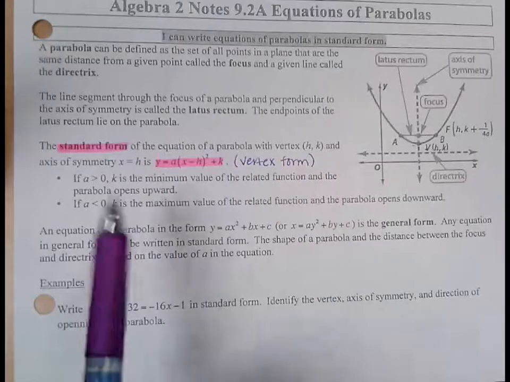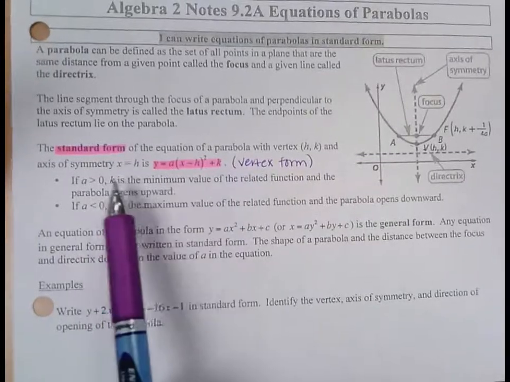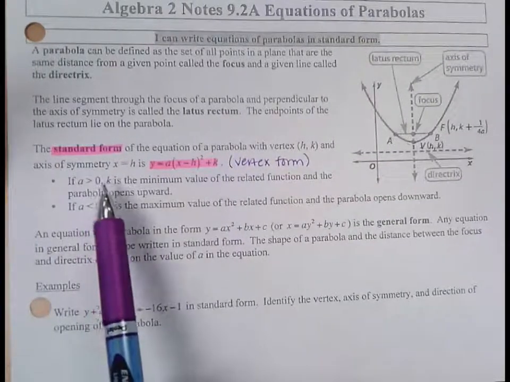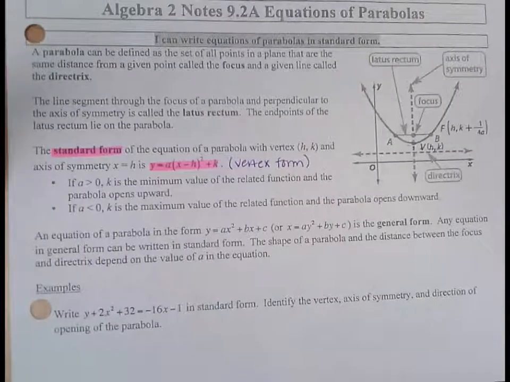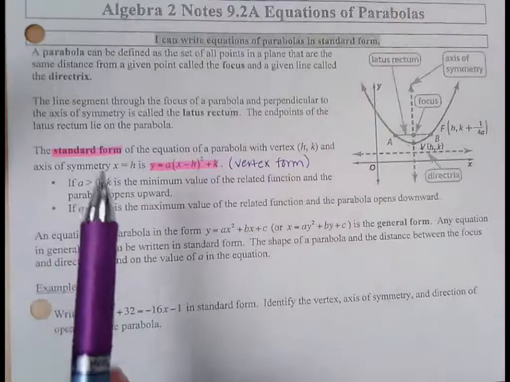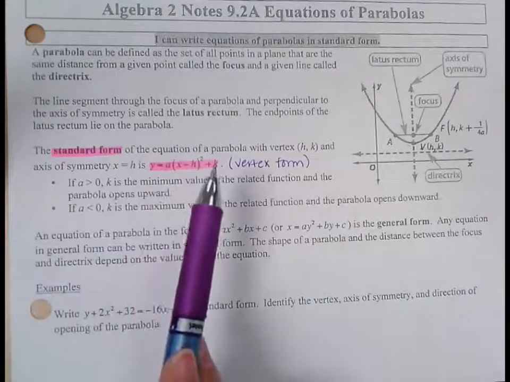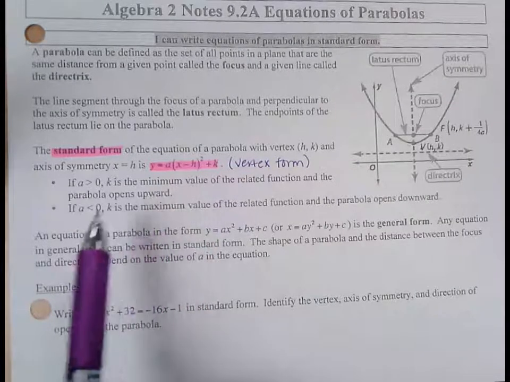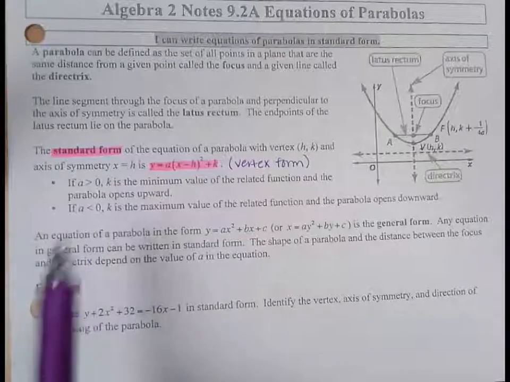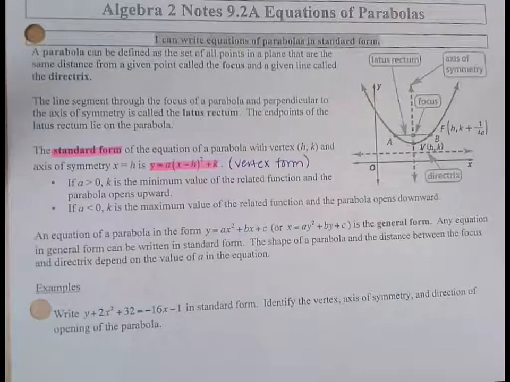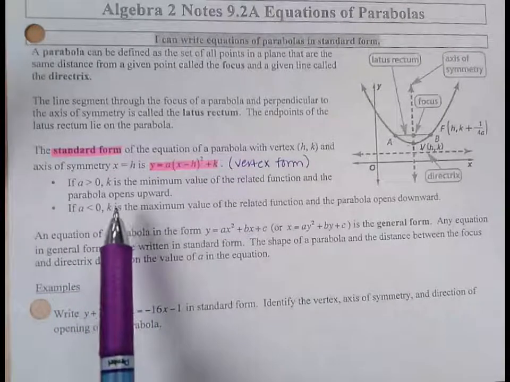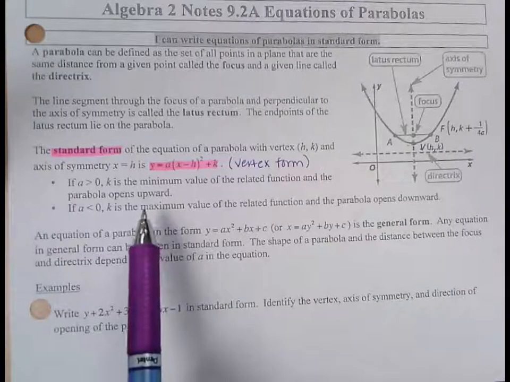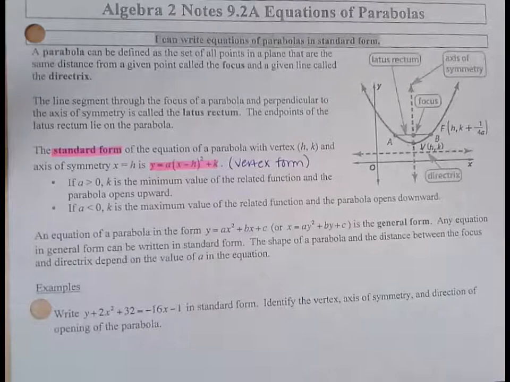And then it says if that a value is greater than 0, remember that means the parabola would open up. So therefore k, the y value of the vertex, would be the minimum value of the related function. If a is less than 0, so therefore your parabola would open down, then the y value of the vertex, k, would be the maximum value of the related function. So I'm going to stop here.